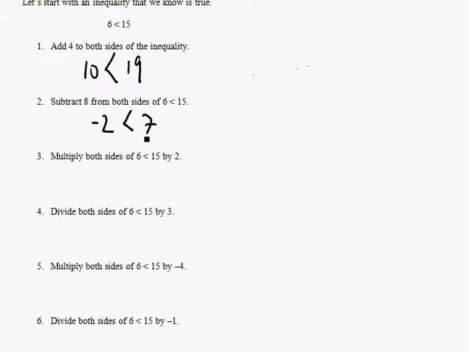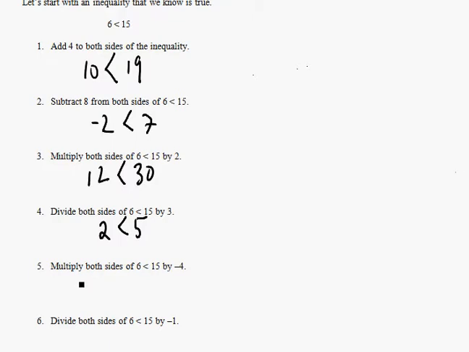Now let's multiply both sides of the inequality by 2. If we multiply both sides by 2, we get 12 on the left and 30 on the right, and 12 is less than 30. Now let's divide both sides of the inequality by 3. 6 divided by 3 is 2, 15 divided by 3 is 5, and 2 is less than 5.